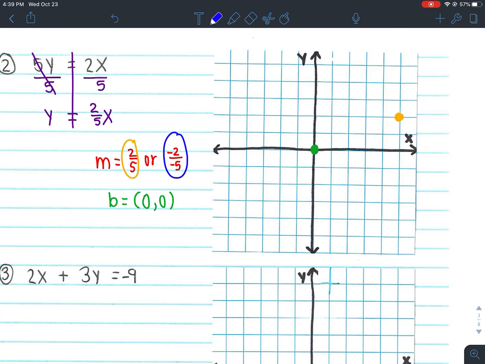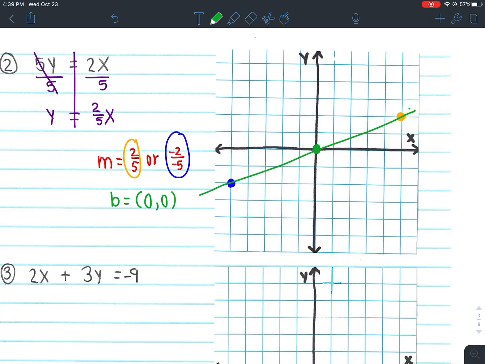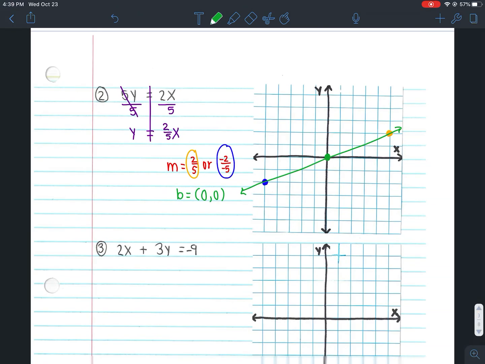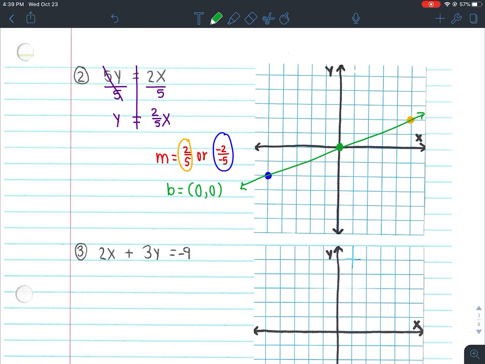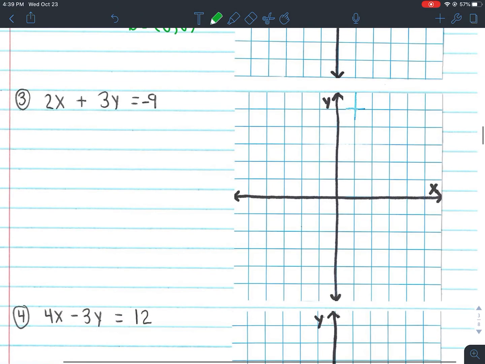And then on the next, I need another point, so let me start back at the origin where my y-intercept is and go down 2 and to the right 5, because I'm using the other slope. And then I'll go ahead and draw a line through all of that. And we want to make sure there's arrows because that line does keep going.